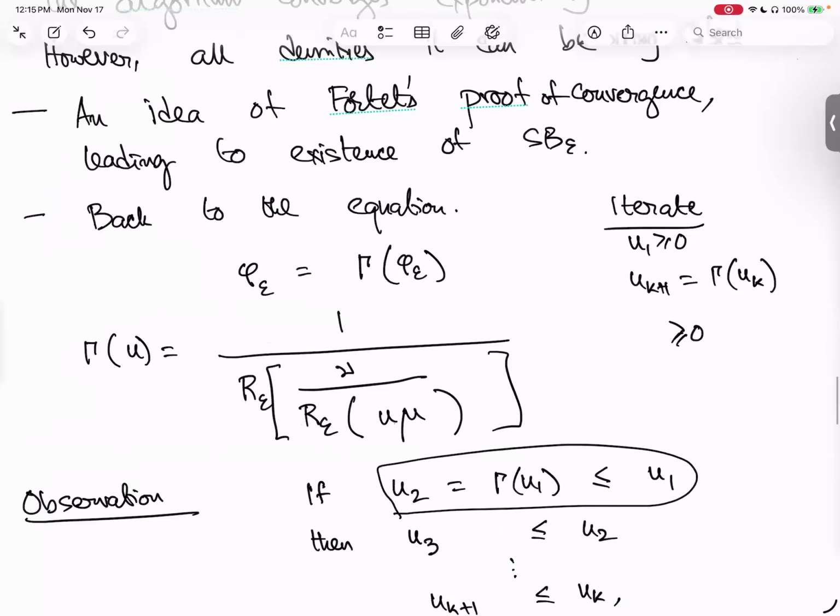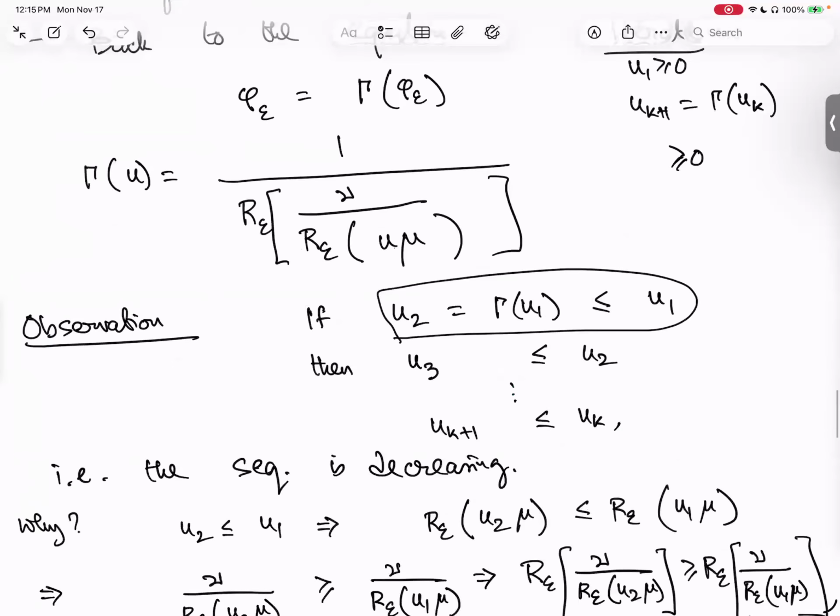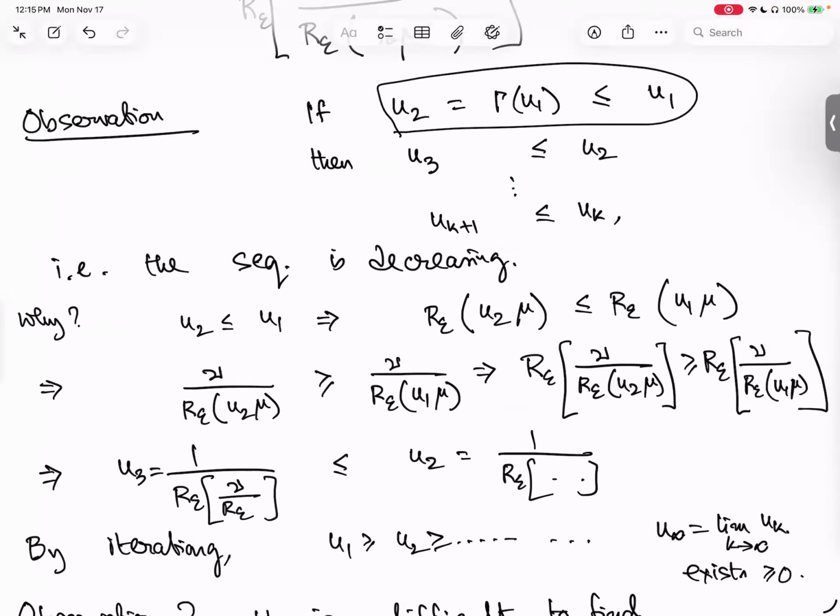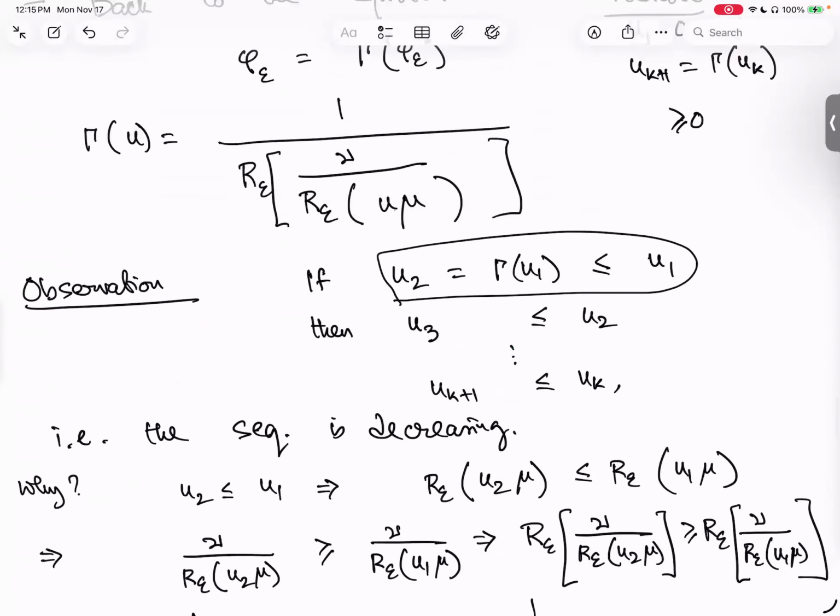And the idea of Fortet was that you observe that if you find that u2 is less than or equal to u1, then it automatically follows that the sequence is decreasing, because the gamma operator is monotone, and it keeps on going. Every decreasing sequence must have a limit. By continuity, such a limit must satisfy the fixed point equation. This is all clear. The main problem is that how do I find u1 that will always ensure that u2 is less than or equal to u1? And this is not usually true.